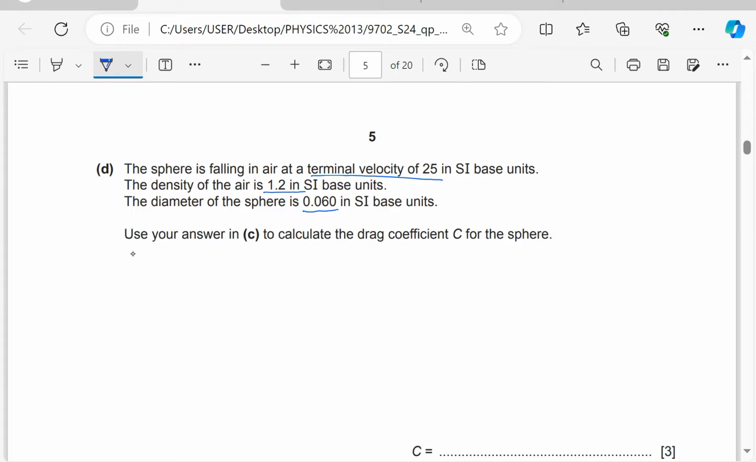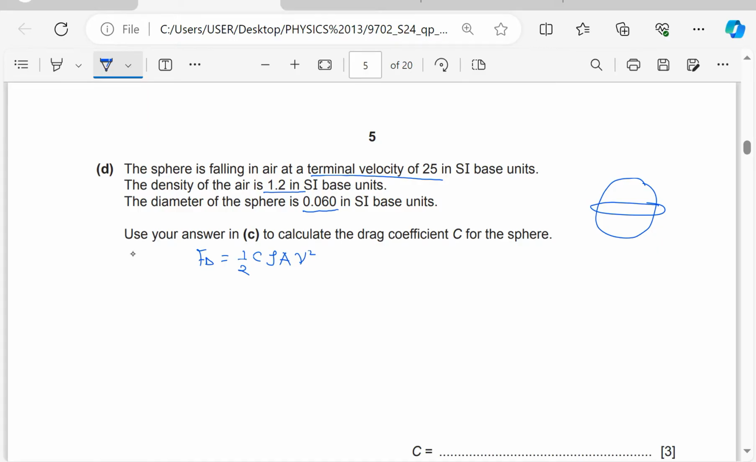Remember from the previous equation, we have already seen that the drag force was given as a half times C times rho times cross-sectional area times V squared. But we have got the drag force as 0.48. And remember, A was not the area of the sphere, it was the cross-sectional area. If you draw a sphere, the cross-section through a sphere is a circular disk. So it means the area is going to be the area of a circle.